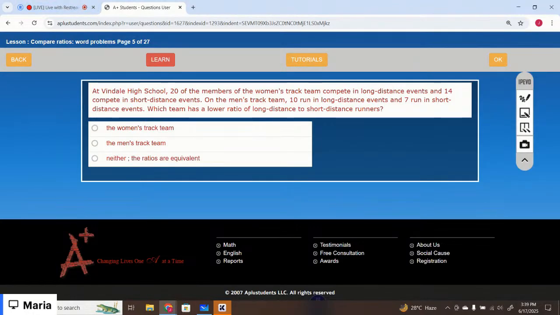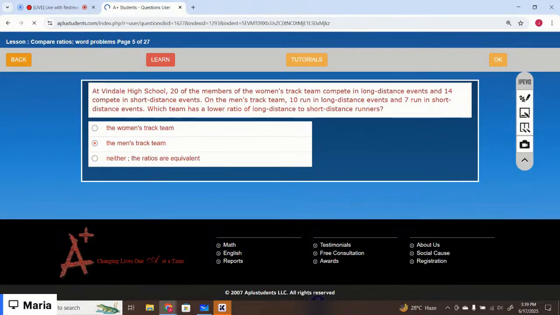At Windale High School, group members of the men's track team compete in long distance events and short distance events. So that is 20 divided by 14 times 100. On the men's track, 10 run long distance events and 7 run short distance events. Which team has the lower ratio of long distance to short distance running? That is option B, the second one, the short distance men's track. Okay, you can complete the lesson by yourself.